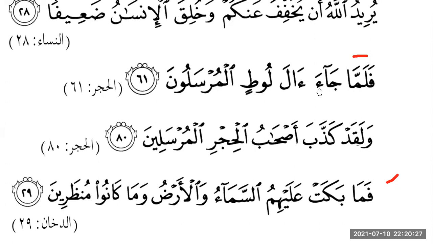Okay, now we have a sentence here. We have a verb. We have ala lutin. Ala lutin, you can see, is in the form of mudhaf ilayh. Ala has no tanwin, neither has alif lam, and lutin is in jar. So ala lutin is mudhaf ilayh, so it's translated as the family of Lot. Right? So ala is in nasab. Al-mursalun, what is the grammar here? What's the grammar condition there? Al-mursalun.